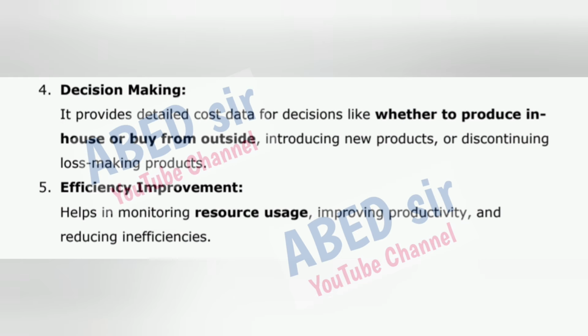4. Decision making. It provides detailed cost data for decisions like whether to produce in-house or buy from outside, introducing new products, or discontinuing loss-making products. 5. Efficiency improvement. Helps in monitoring resource usage, improving productivity, and reducing inefficiencies.